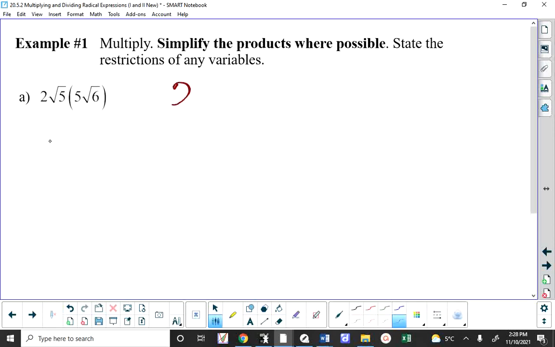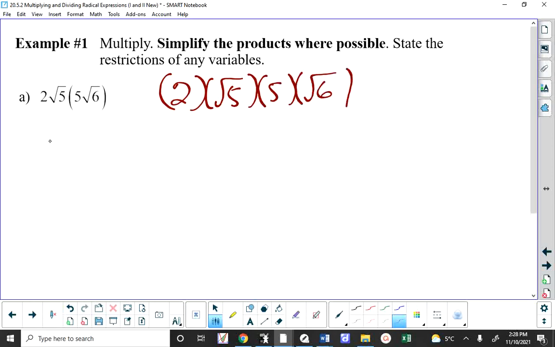And I want to explain to you briefly that this means 2 times root 5 times 5 times root 6. And as I've already told you today, the order in which you multiply things doesn't matter. So multiply the 2 by the 5 first and get 10. And root 5 times root 6 is root 30. And we're done. Very, very simple question.